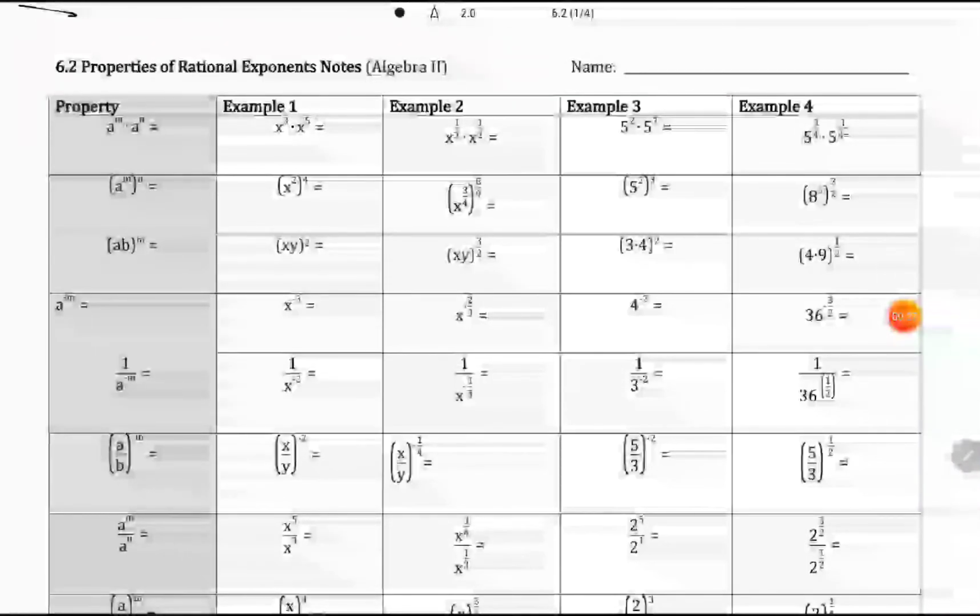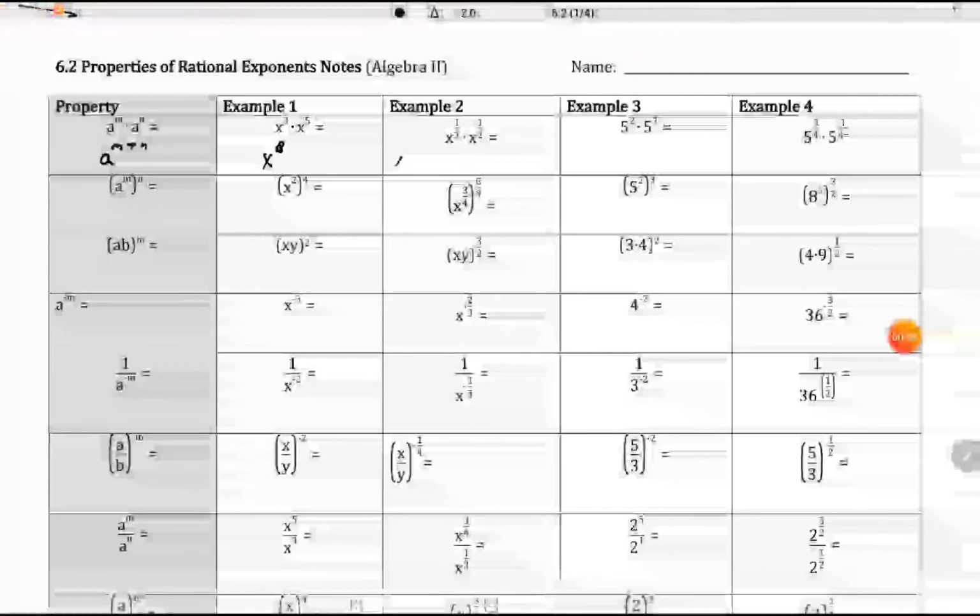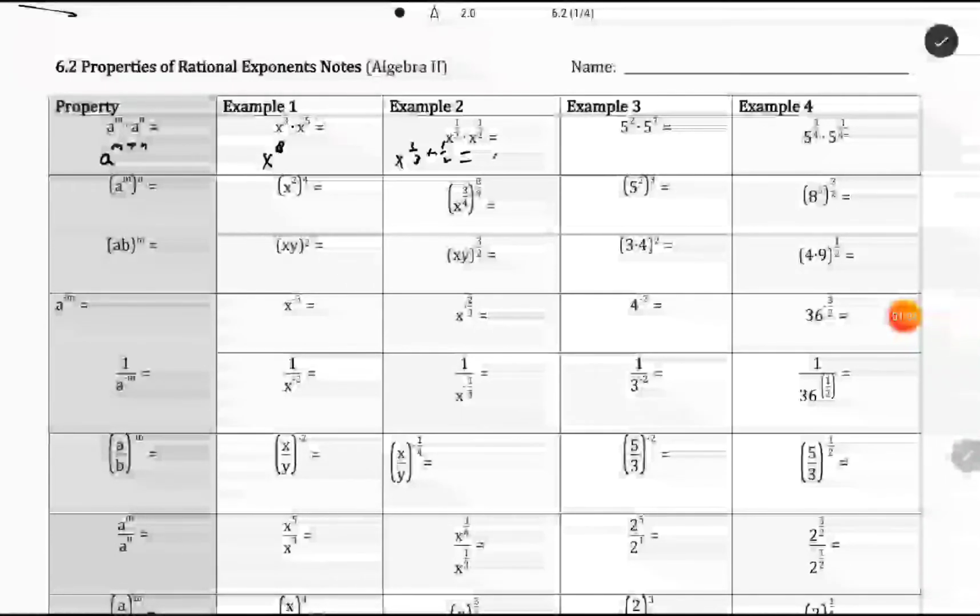base with different exponents, and then we multiply together, we just add the exponents together, a^(m+n). So for example, example 1, x to the third times x to the fifth will be x to the 3 plus 5, which is 8. Example 2, we have x to the 1/3 times x to the 1/2, which is the same thing as x to the 1/3 plus 1/2.